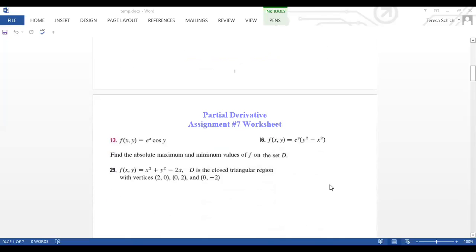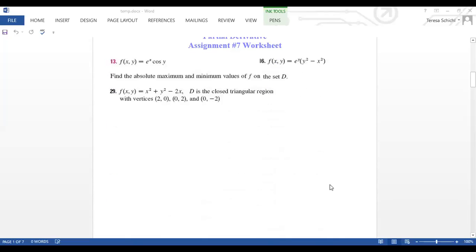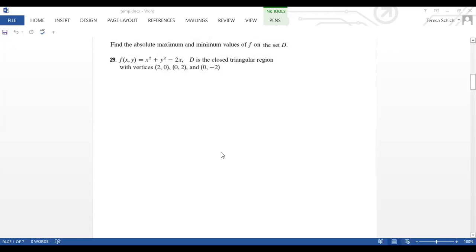Okay, so now the first problem I like to work is to refresh our memory about how to find the absolute max and the absolute min value for f on a set D, and this D is closed. So it's a closed set here. For this problem, we have f(x, y) = x squared plus y squared minus 2x, and D is a closed triangle region. So let's draw which area I'm looking for.